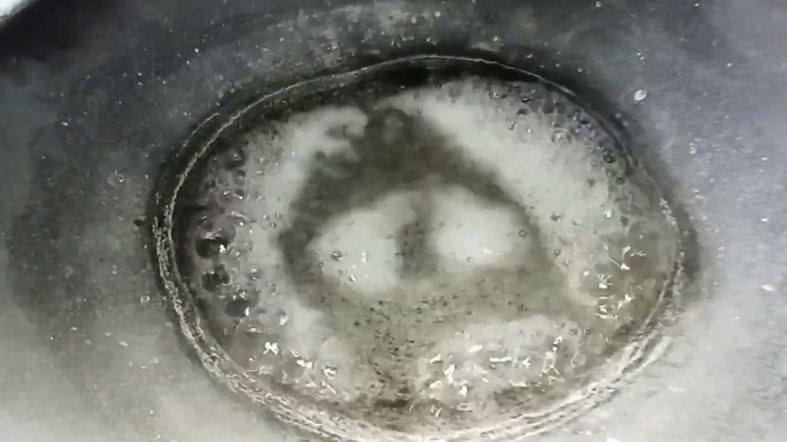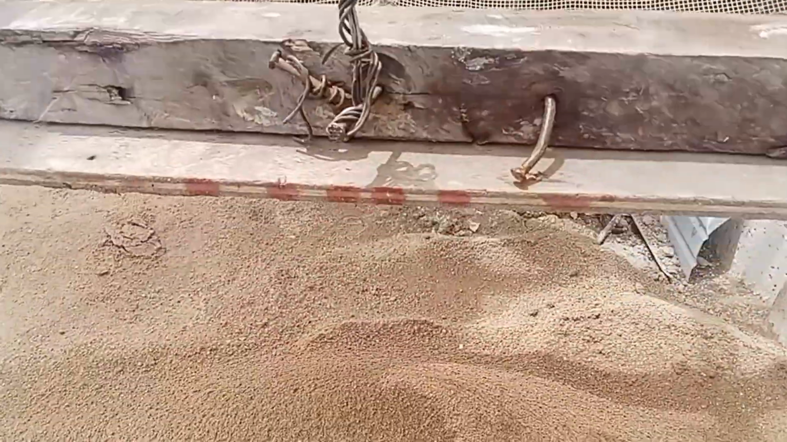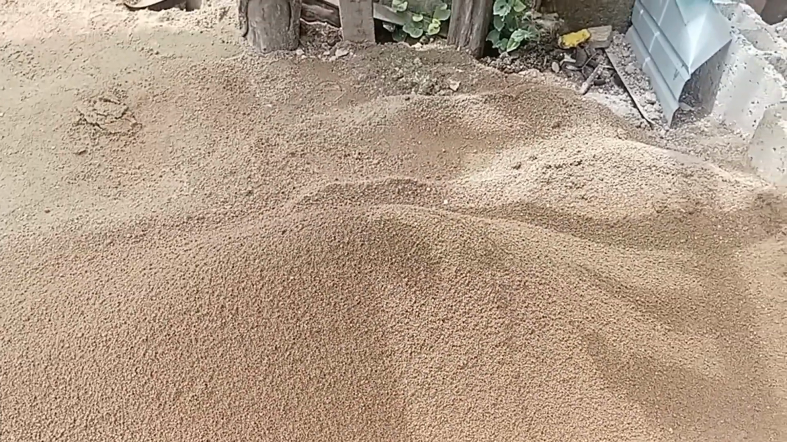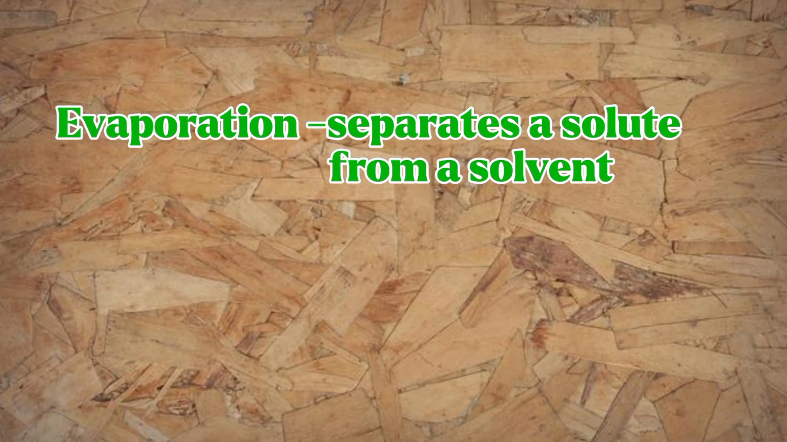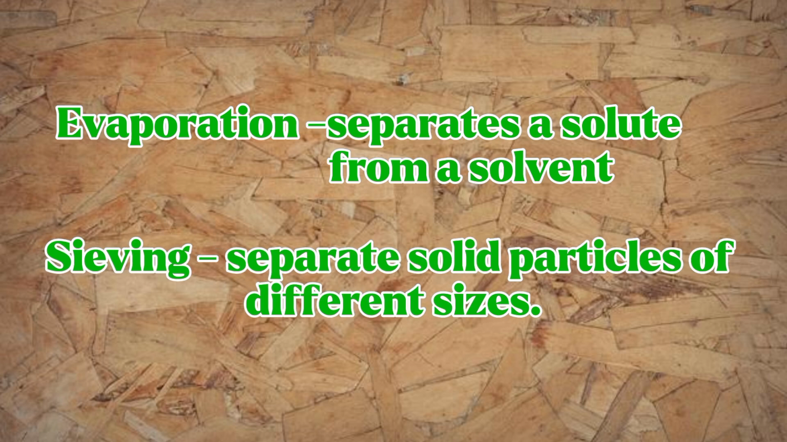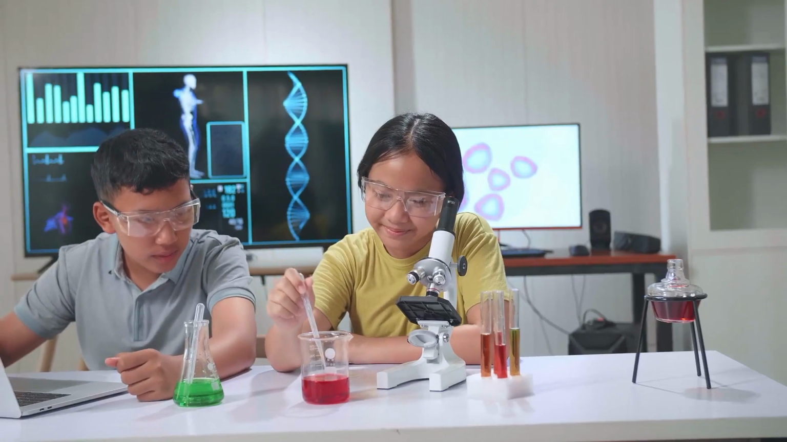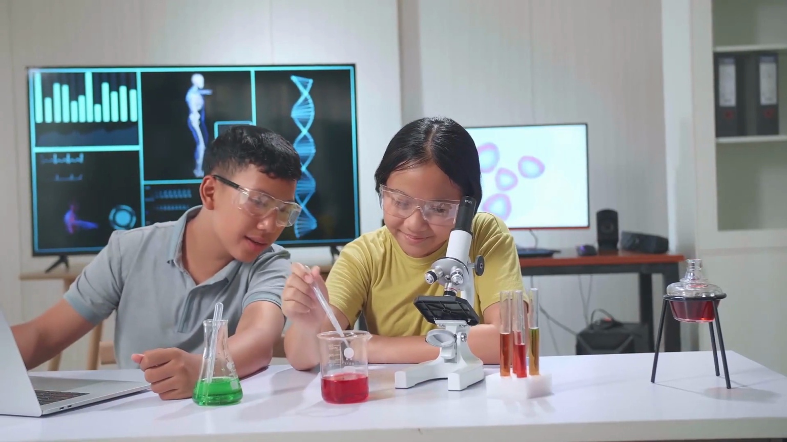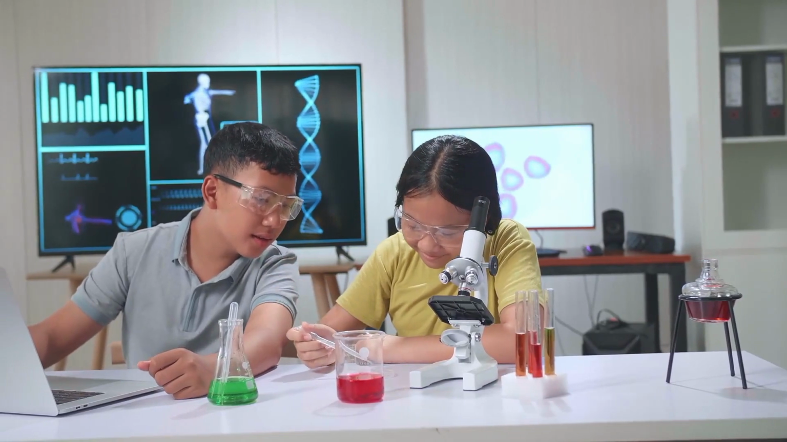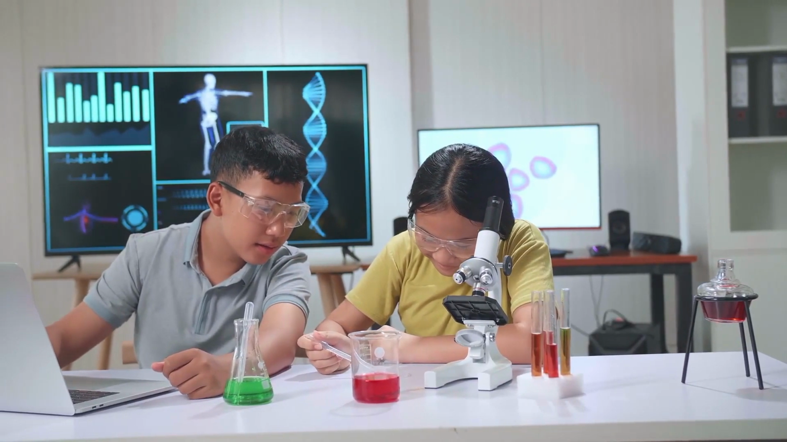To summarize, both evaporation and sieving are physical methods of separating mixtures. Evaporation separates a solute from a solvent, while sieving separates solid particles of different sizes. Through these simple experiments, we learned how important these methods are, not only in chemistry but also in many industries and daily activities.